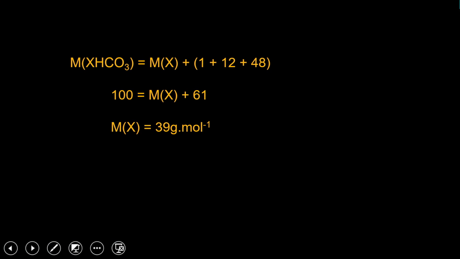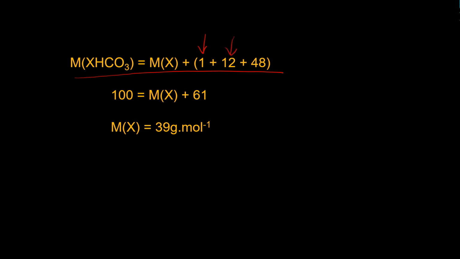Now we've got to find out what is the X, just the X. So we are going to calculate the molecular mass of this whole thing. We get from our periodic table the 1, the 12 for carbon, the 48, which is 16 times 3, and we find out that the rest of that molecule or substance is 61. If we work that around, we end up with a mass for X of 39 grams per mole. And if we check our periodic table, we will find that that is the atomic mass of potassium, and we have solved our problem.